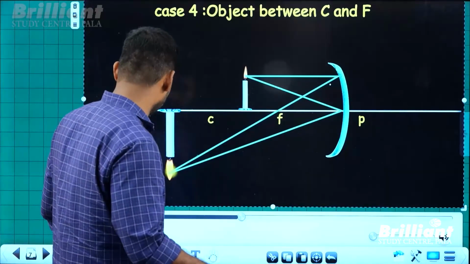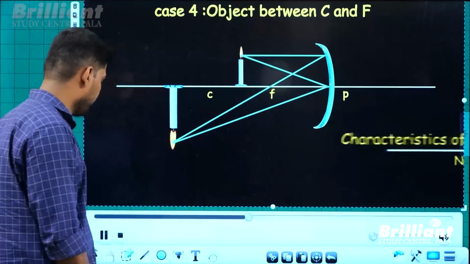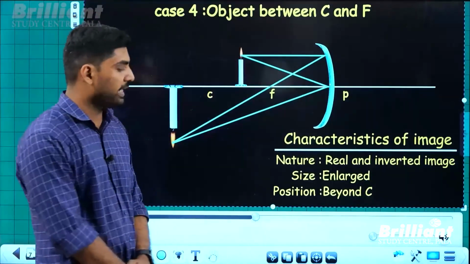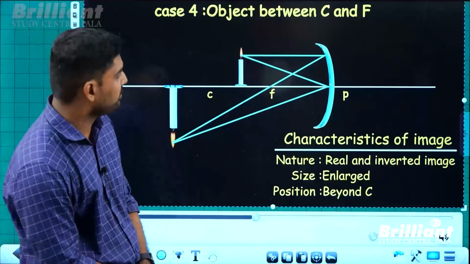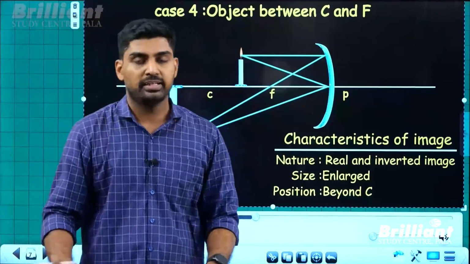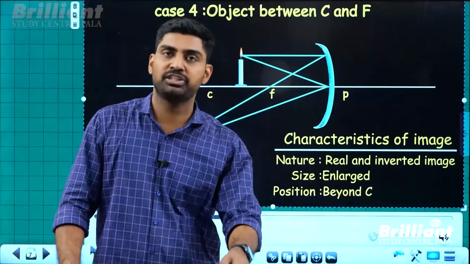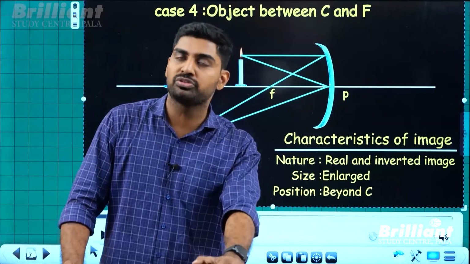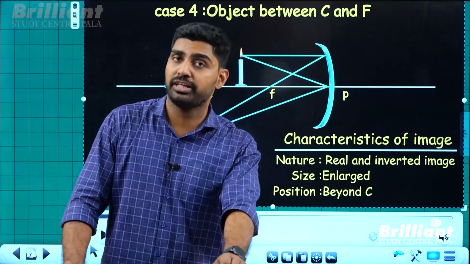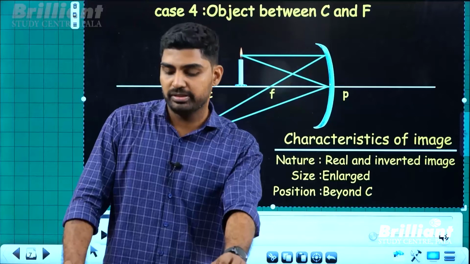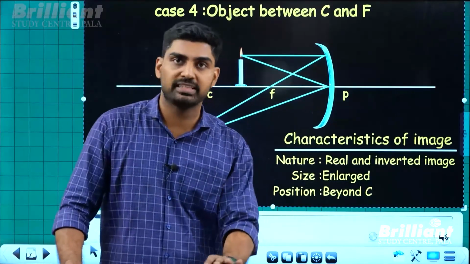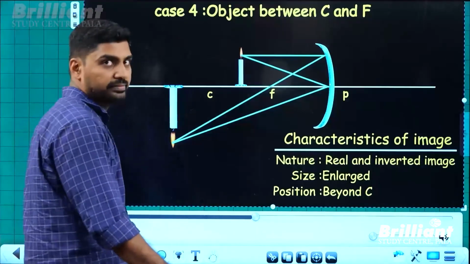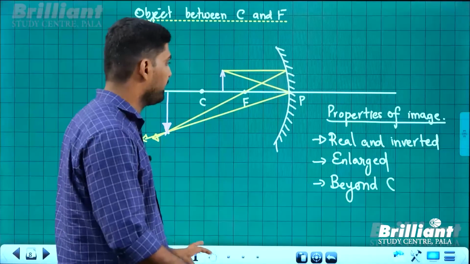So let us continue. Let us see the characteristics of the image as well. Real and inverted image, enlarged image, and the position is beyond C. So once again, when you are watching this class, make sure that with each of these examples, you pause the video, you draw these diagrams by yourself, and you try to understand the things. You can pause it and try to understand it and draw it on your own. Okay? Then, the next situation.